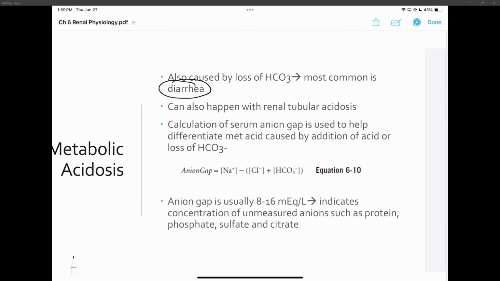Here's your anion gap. Obviously, it's going to be higher because you have a bunch of different acids in there. Usually, an anion gap is about 8 to 16. I'm not going to have you calculate it, but if you hear an anion gap, that means there's something else extra there that should not be there.